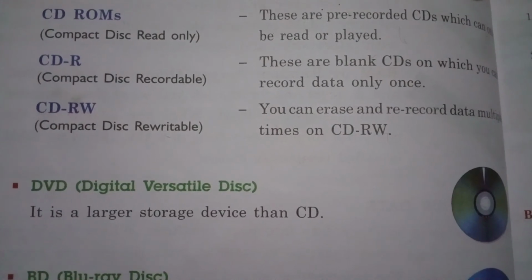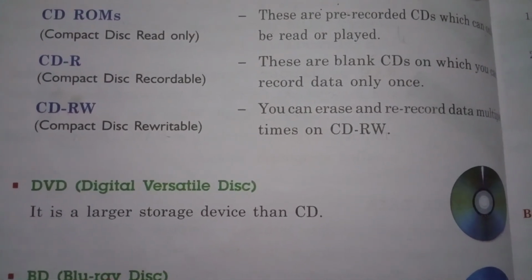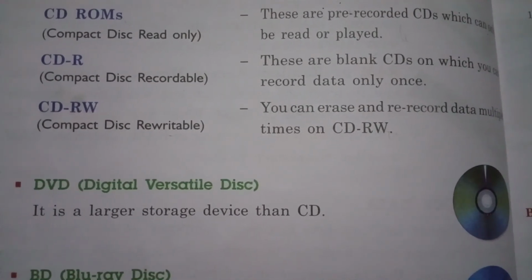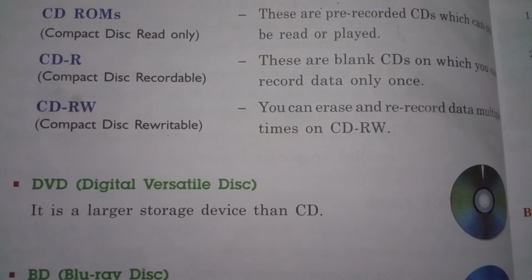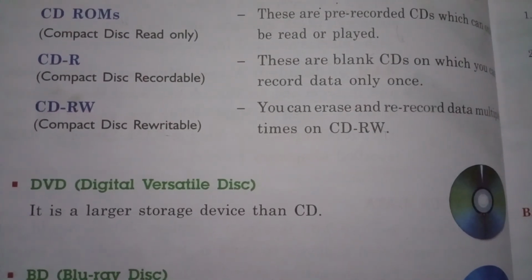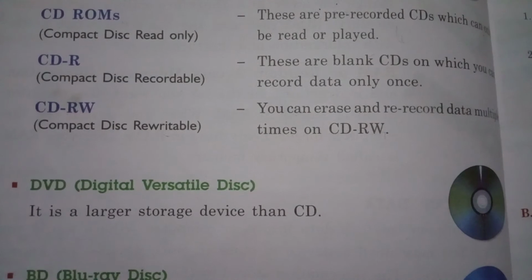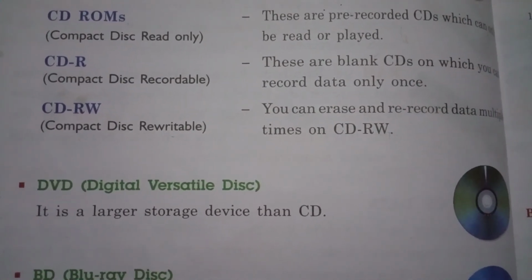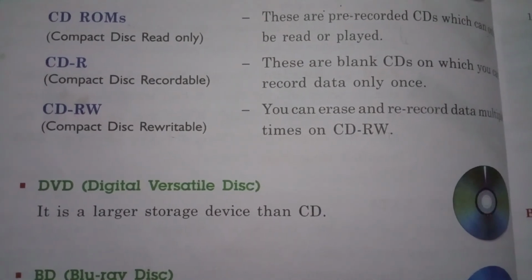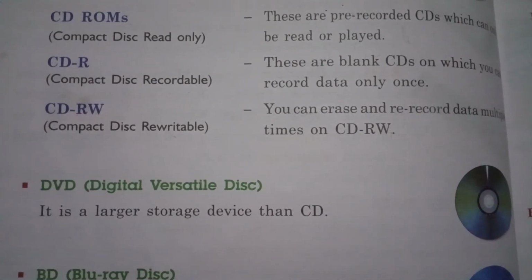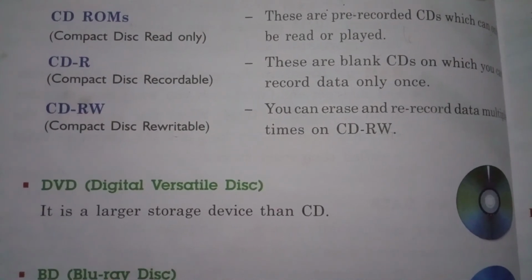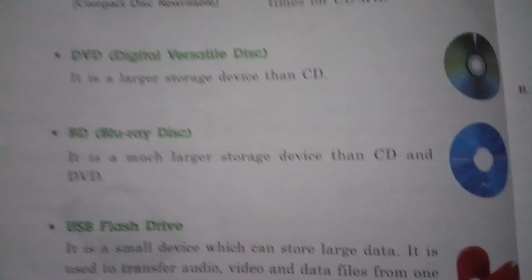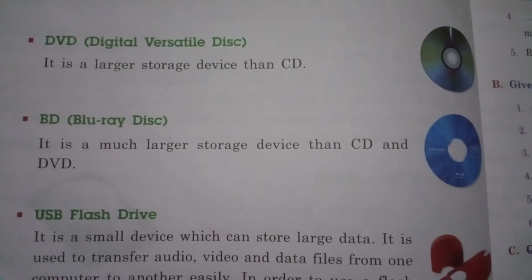Next is CD-RW, compact disc rewritable. You can erase and record data multiple times on a CD-RW. Suppose you are typing something but you have typed something wrong, then at that time you can remove the wrong thing and edit in the right thing. It means you can record and erase anytime, multiple times.